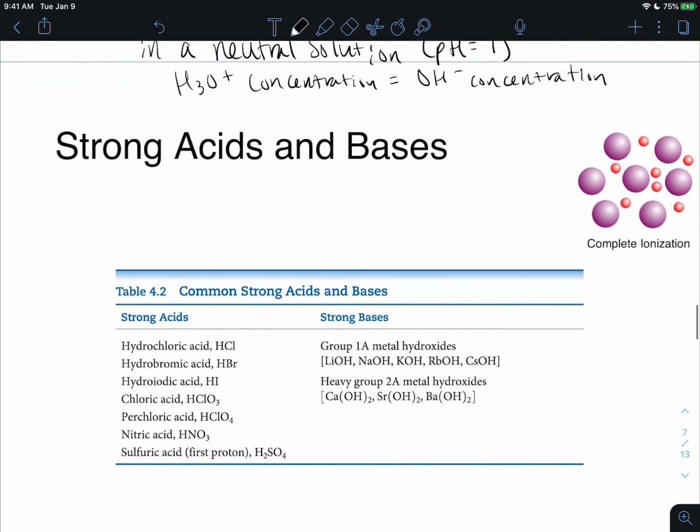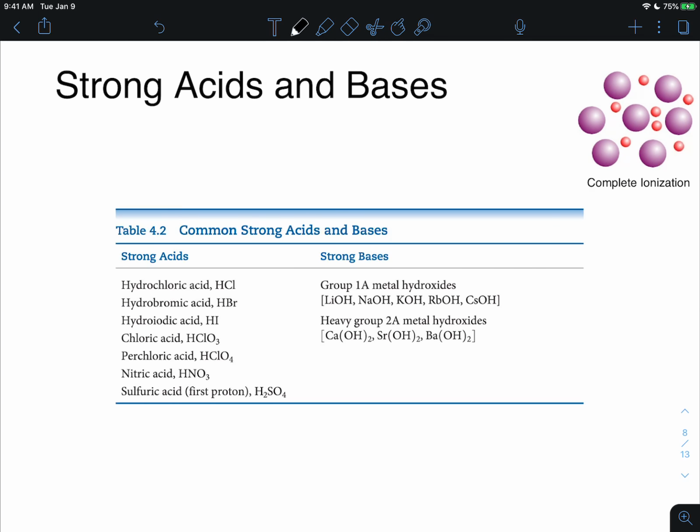Okay, here is a list of some strong acids and strong bases. These should be committed to memory. I talked about these in our electrolyte video, but you should know these 7 acids right here, and you should know that your group 1 and group 2, the heavier group 2 hydroxides, are going to be strong bases as well. So you need to have these committed to memory or somewhere you could very easily access them.